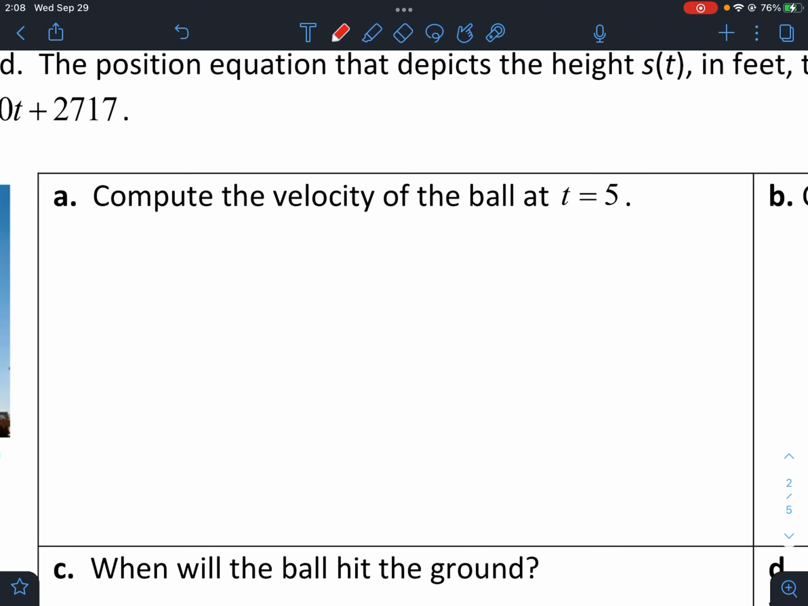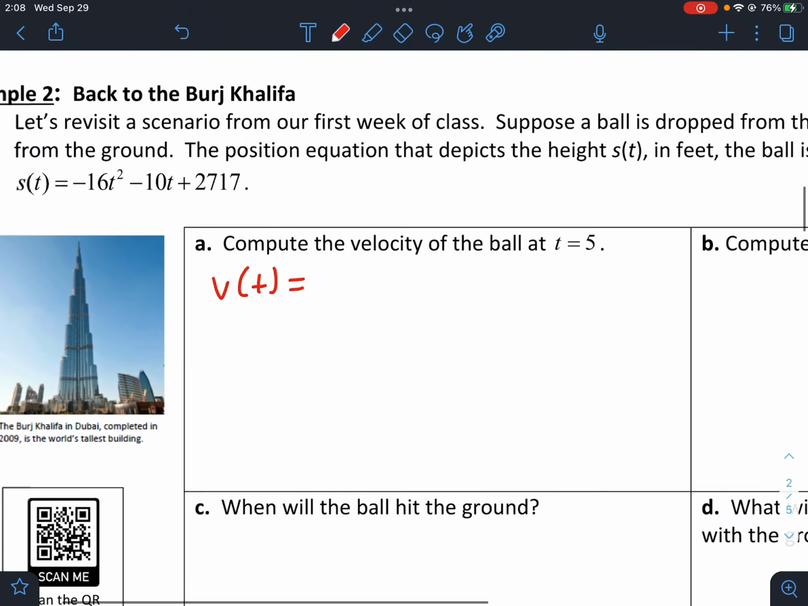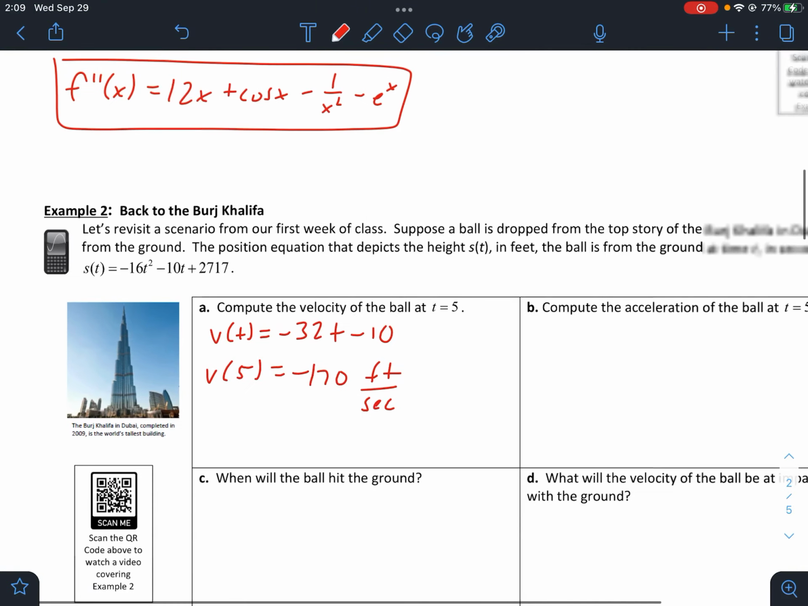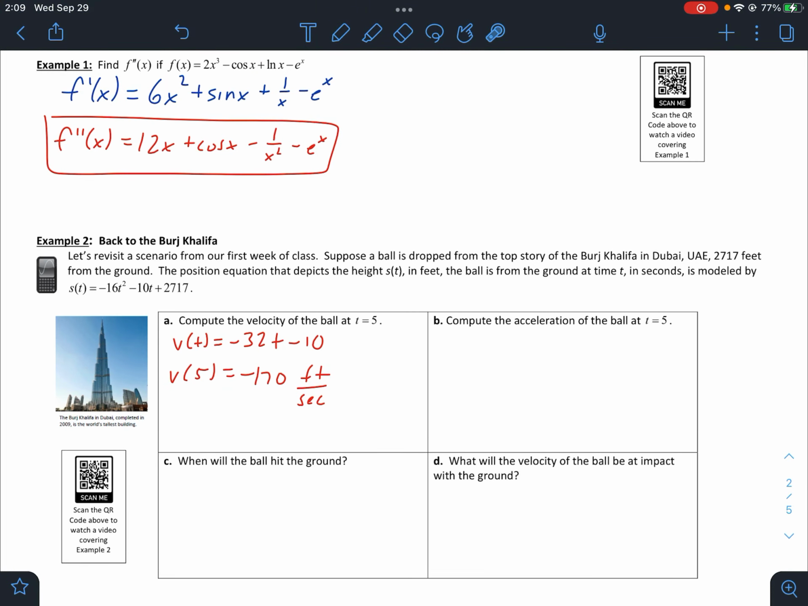So A says compute the velocity of the ball at t equals 5. So we need the velocity equation, which remember is the derivative of the position equation. So that would be negative 32t minus 10. So if we want to find v of 5, we just put a 5 in there, and we get negative 170 feet per second. How do we know it's feet per second? Feet and second.